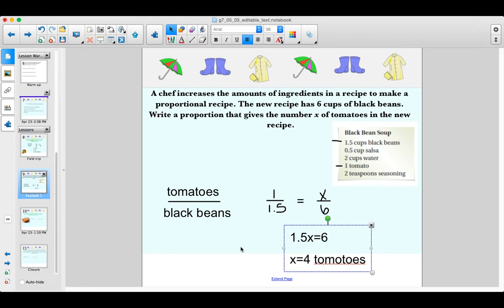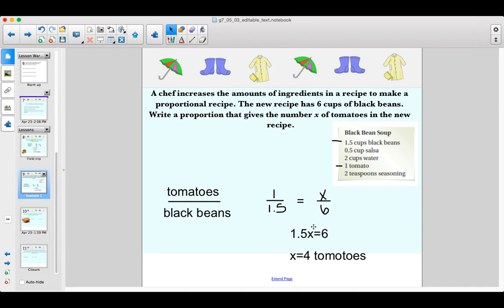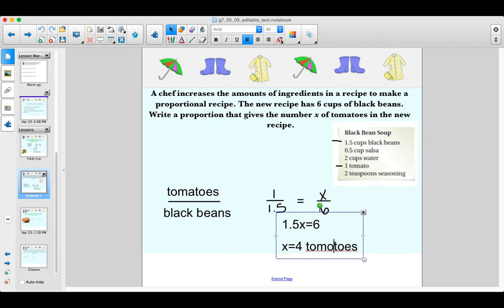So if I increase the number of black beans to 6 cups as opposed to 1.5 cups, I'd have to increase my tomatoes from 1 to 4 to maintain that same ratio. Sorry for my typo there. There we go. So you would have 4 tomatoes.